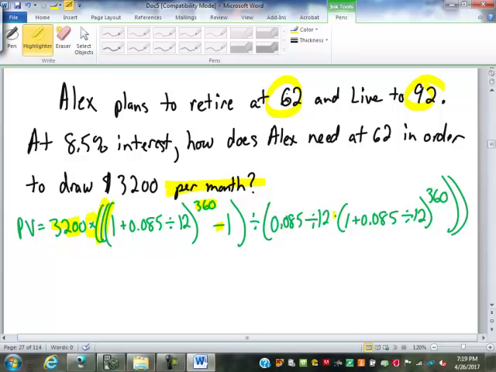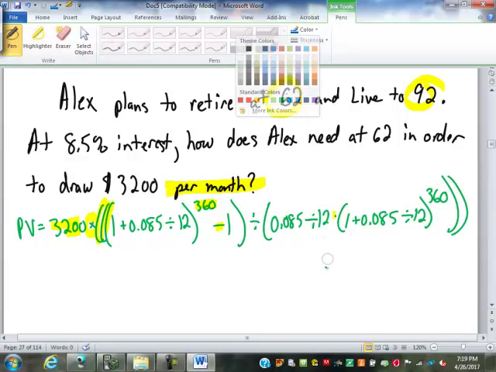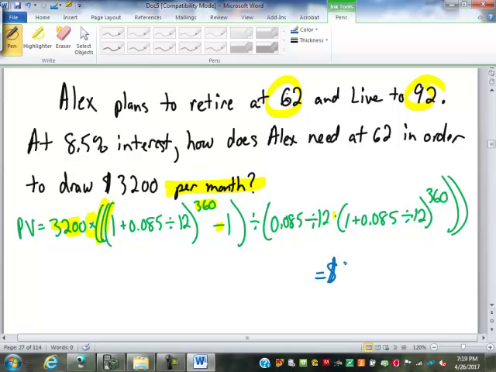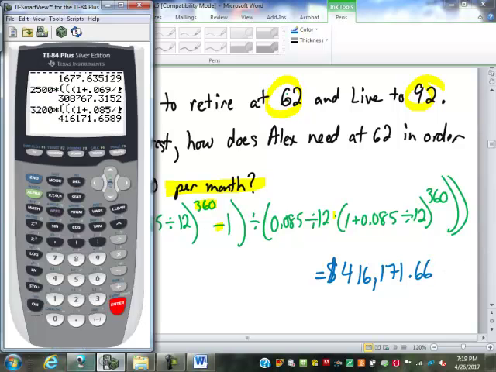Anybody want to share what they got for a number? Go for it. $416,171.66. That's what I got. Something went slightly wrong there then.